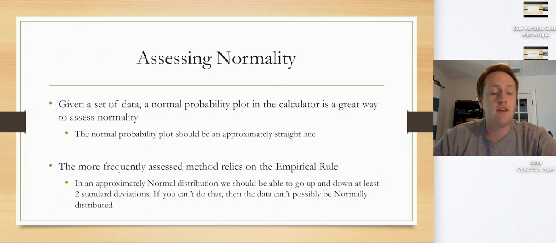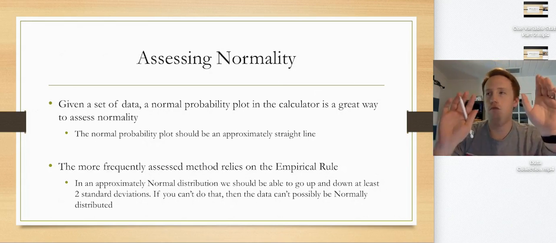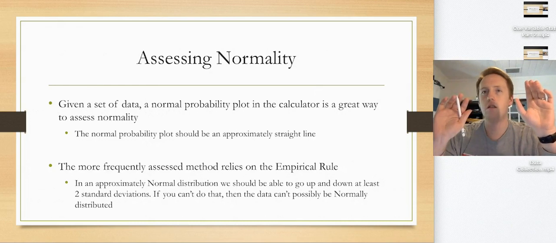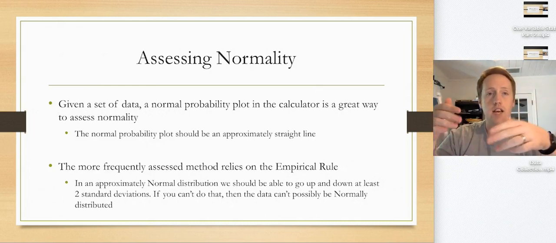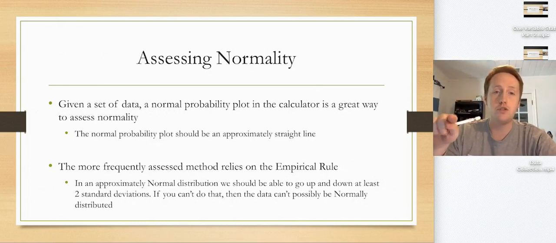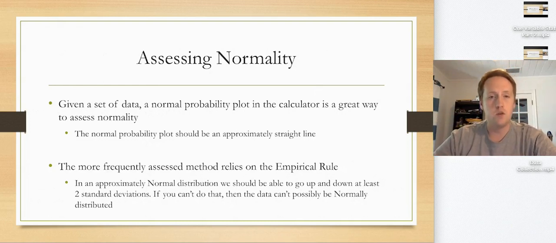Assessing normality. Given a set of data, a normal probability plot in the calculator is how you're going to check for that. You're going to enter the data, and one of the plot types you can choose is a normal probability plot. If the data is approximately normally distributed, the normal probability plot should be pretty much linear.